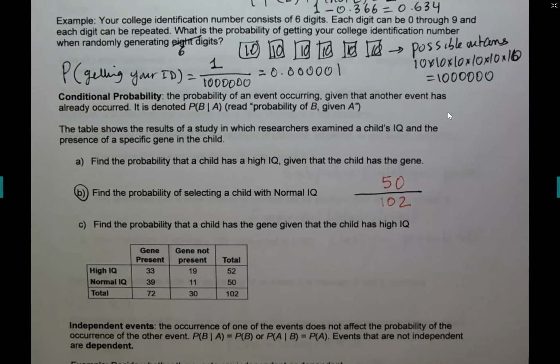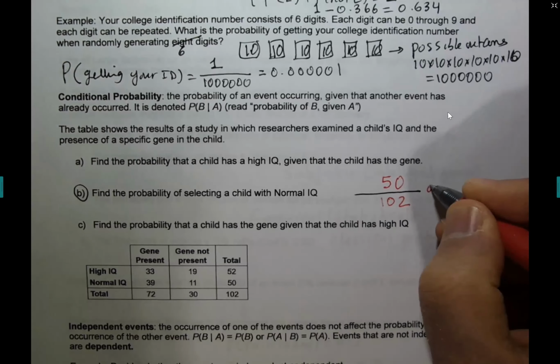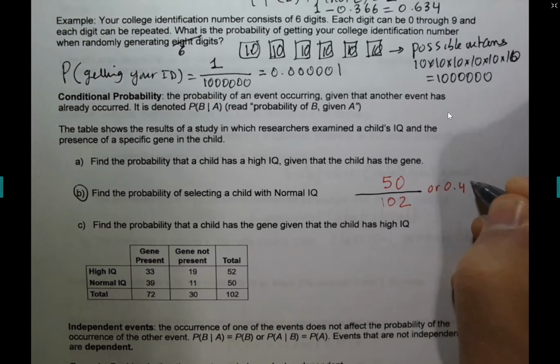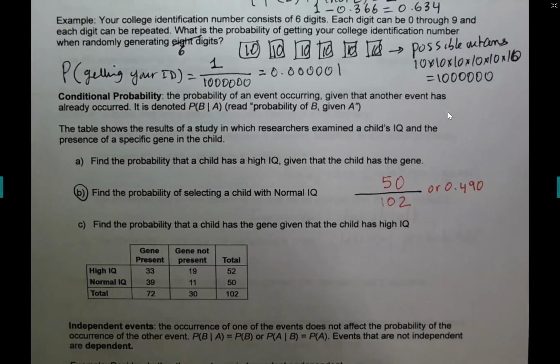If you were doing this in my lab and it asked you to round the answer to 3 decimal places, just divide 50 by 102, and you will get 0.490, for example. That's 3 decimal places. All right. Okay, I'm going to do one more question, guys, before I go to A and C here.